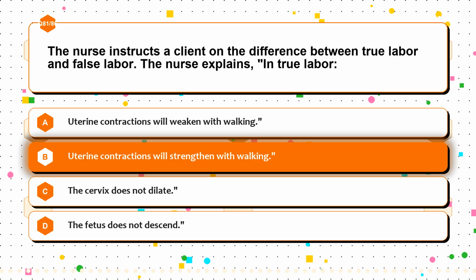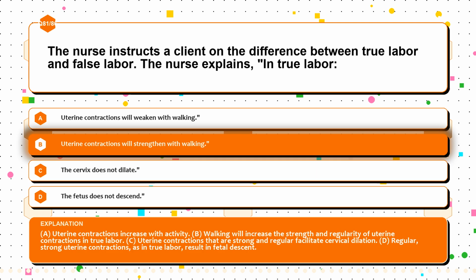The correct answer is option B. Uterine contractions will strengthen with walking. Uterine contractions increase with activity. Walking will increase the strength and regularity of uterine contractions in true labor. C. Uterine contractions that are strong and regular facilitate cervical dilation. D. Regular, strong uterine contractions, as in true labor, result in fetal descent.